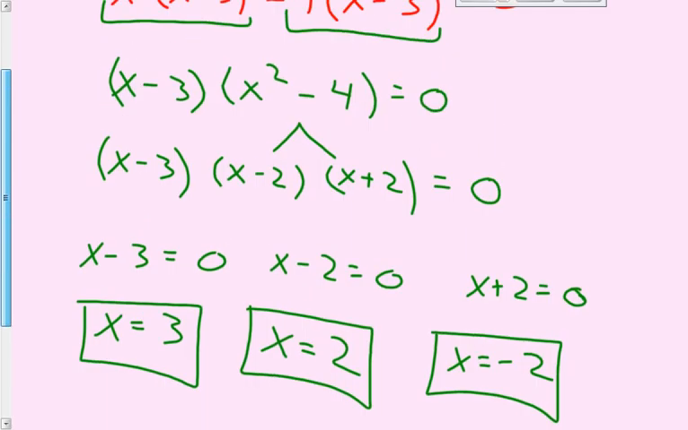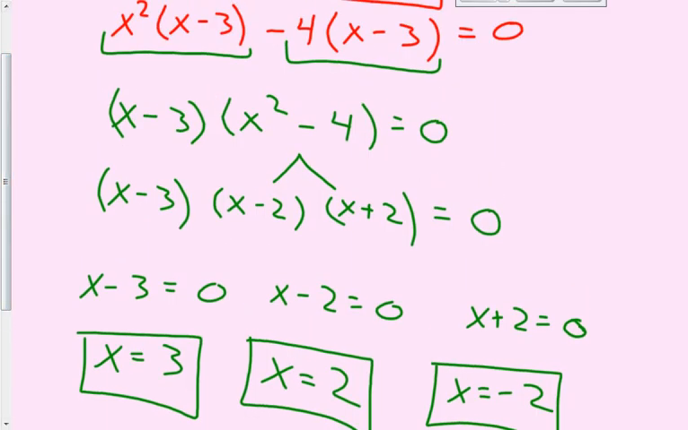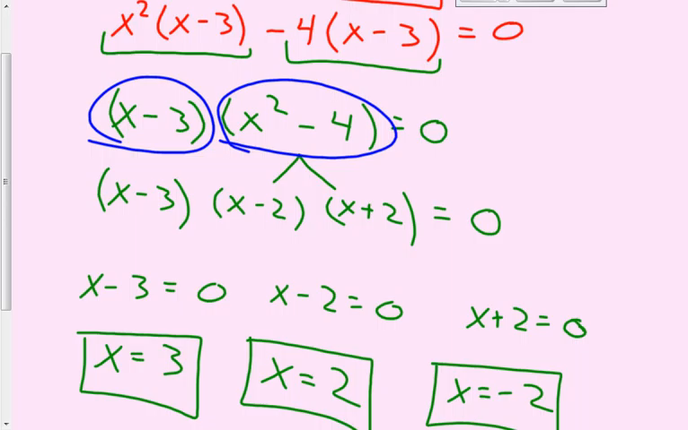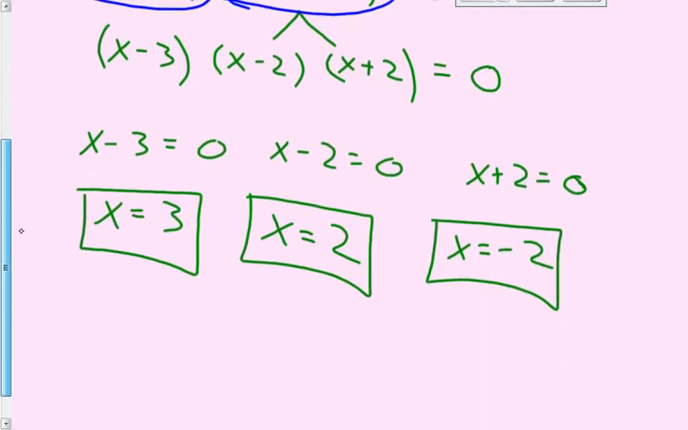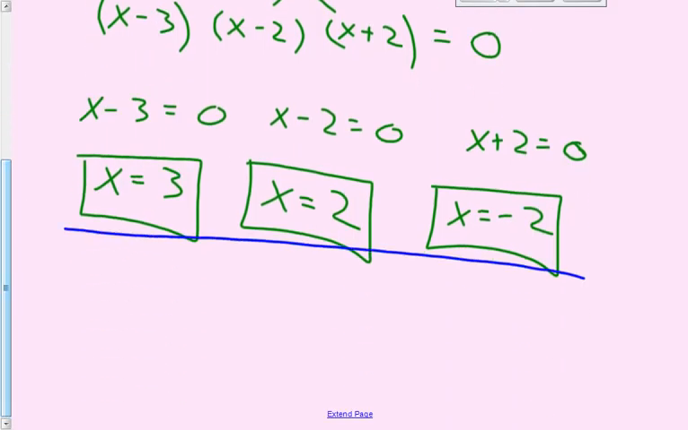At this point, if you were to have set this equal to 0 and this equal to 0, you still would have gotten the right answer, because you would have square rooted both sides in this one, so you would have still gotten x equals plus and minus 2. So either way, there's your answer.